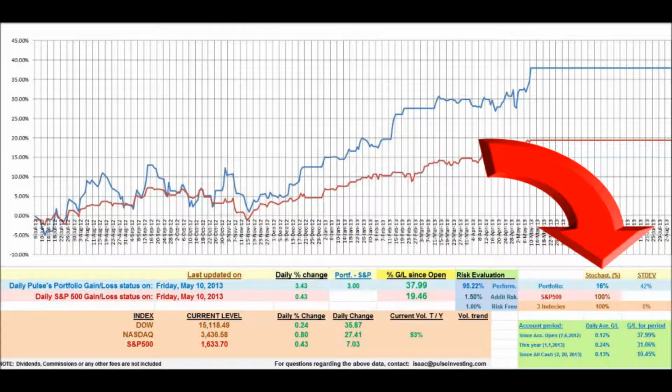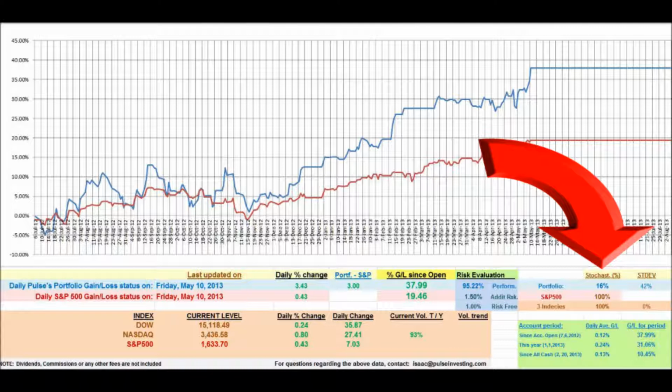Over here are some stochastics that describe the daily push of our account, the 3 indices, and the correlation between them. In other words, the agreement or the disagreement between them. Think of the activity as being like a gas pedal and how hard each category is pressing in an upward direction. So on a scale from 0 to 100, the Pulse account is pushing at a rate of 16%, which is not very hard today.